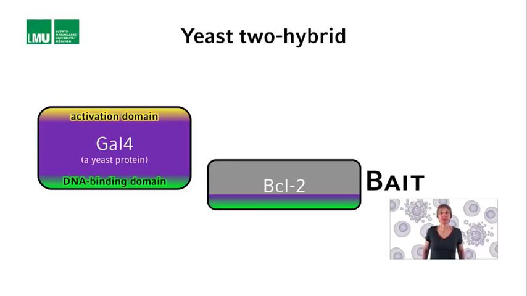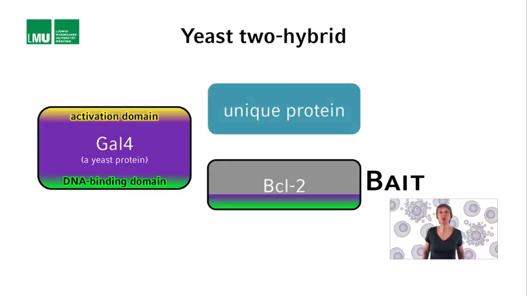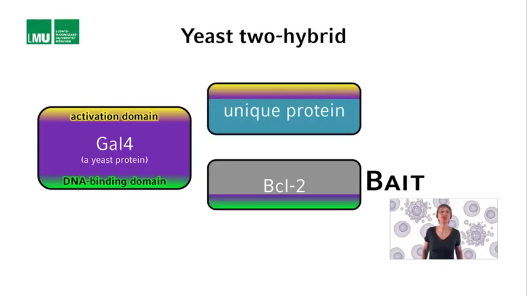In the yeast cells that express this bait, in a second step, one unique second fusion protein is now made at a time. This second fusion protein is composed of the GAL4 activation domain and any one of the tens of thousands of proteins that, for example, the human genome codes for. This second fusion protein is called the prey.